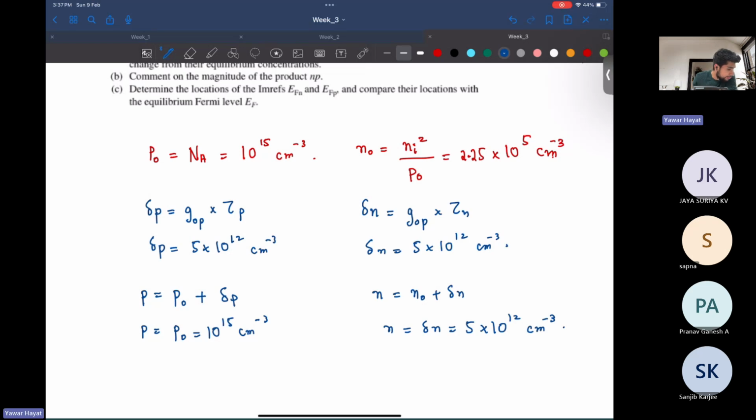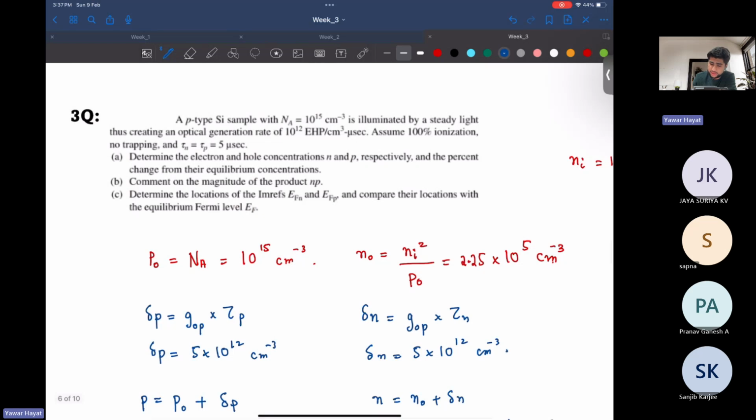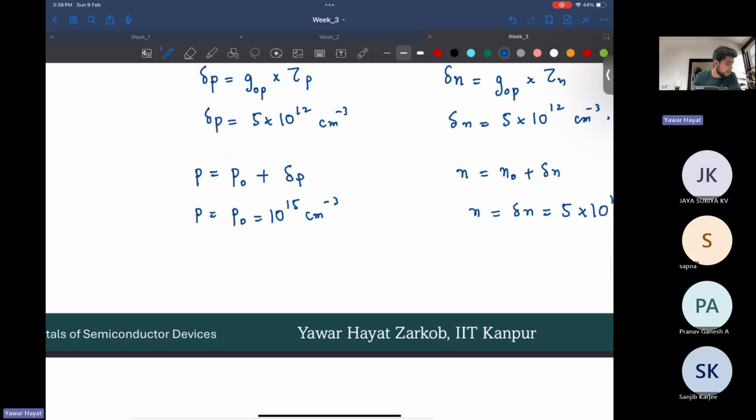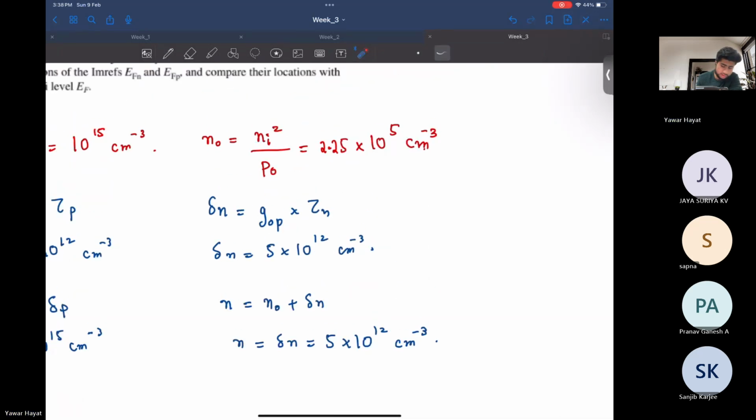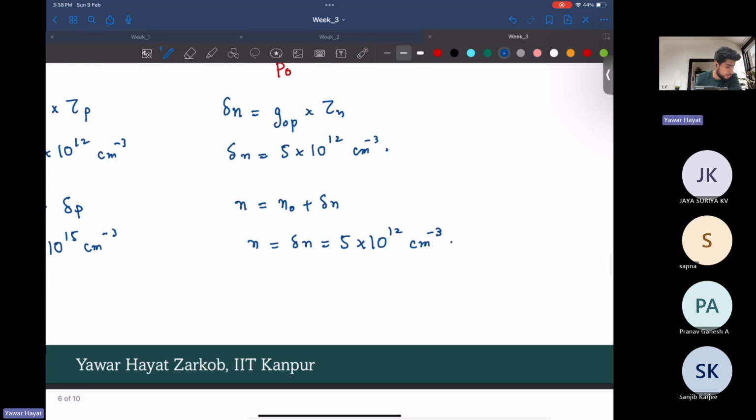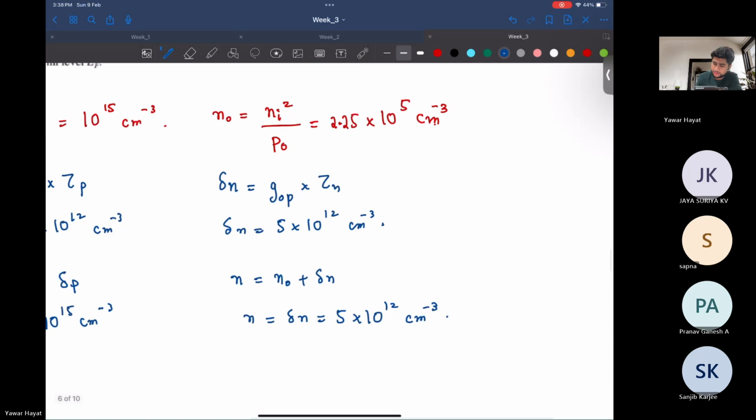So now, what is the quantity that I was supposed to compute? Okay, the electron and hole concentration percentage change from the equilibrium concentration. Fine. Let's compute the percentage change in electrons first. It has reached this. Initially, it was this. So you will get n minus n naught, whole divided by n naught, right? Times 100%. That is the required quantity.